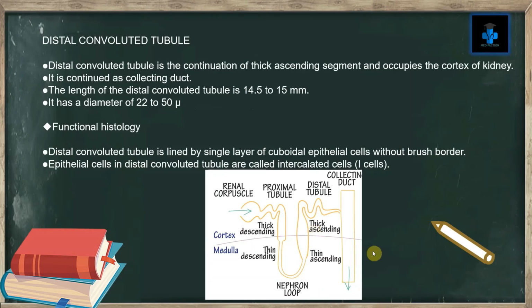Distal convoluted tubule. Here you can appreciate the distal convoluted tubule. It is a continuation of thick ascending segment right here and occupies the cortex of the kidney. It is continued as the collecting duct, that is here. The length of the distal convoluted tubule is 14.5 to 15 mm. It has a diameter of 22 to 50 microns. Functional histology. Distal convoluted tubule is lined by a single layer of cuboidal epithelial cells without brush border. Epithelial cells in distal convoluted tubule are called intercalated cells or I cells.